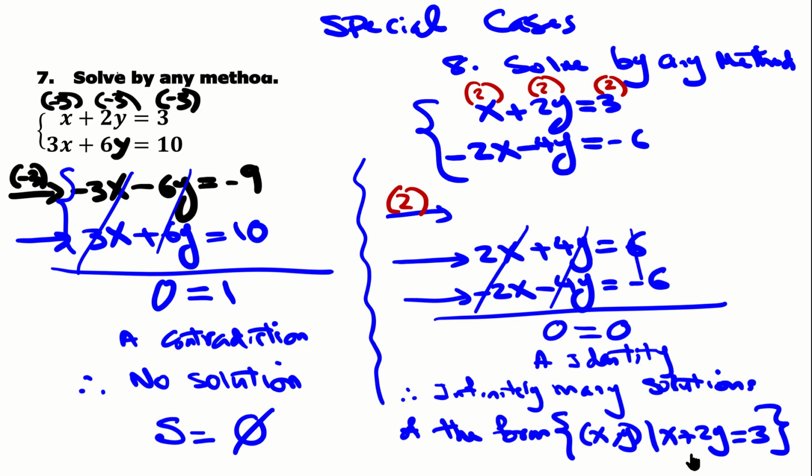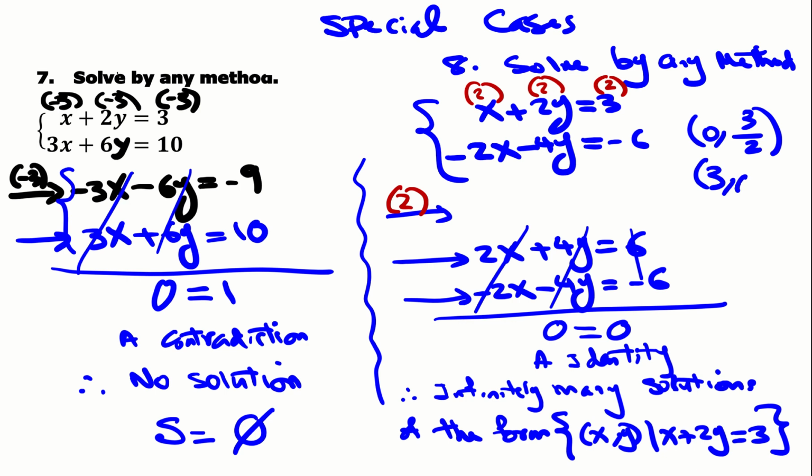For example, let's say I look at a solution where the x value is 0. Then that means 2y equals 3, so y equals 3/2. So there is one solution. Or I can look at a solution where the y value is 0. So I can let this be 0 and I would get x equals 3.